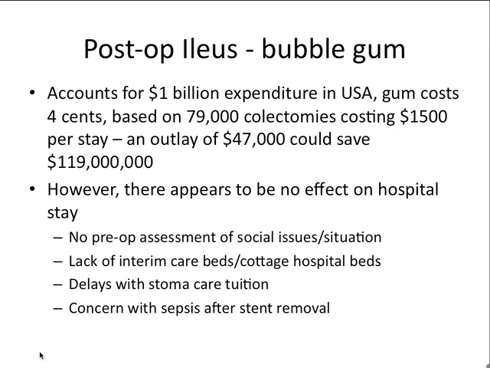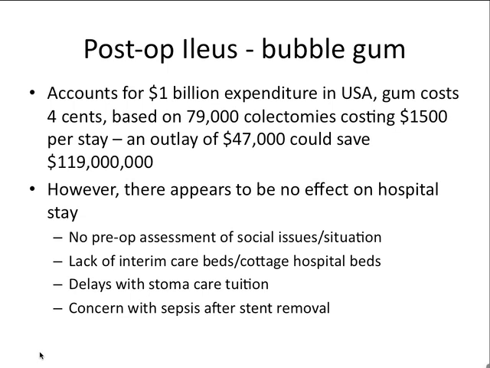So, in terms of money, ileus accounts for $1 billion expenditure in the US now. Gum costs 4 cents. So, based on 79,000 colectomies costing $1,500 per stay, an outlay of $47,000 can save $119 million. But we didn't find any difference in our hospital stay with the addition of chewing gum, which is strange because patients were getting up and moving around much more quickly.